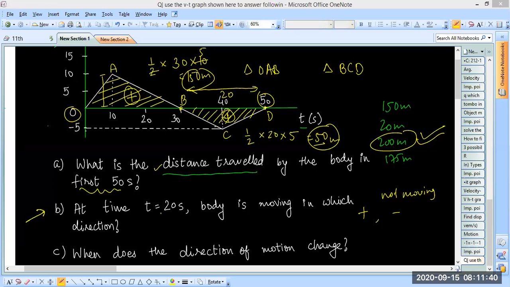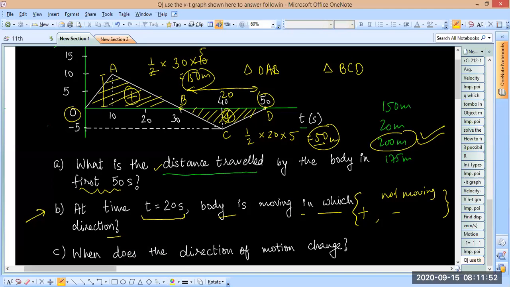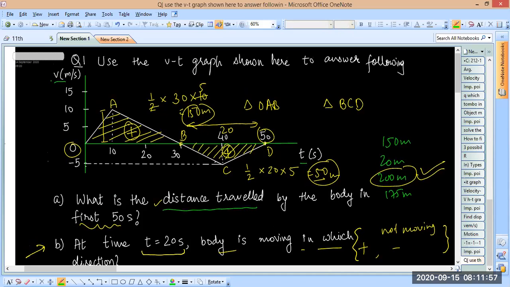So what is asked here is at 20 seconds, right? When the time is 20 seconds, body is moving in which direction? Of course, there are only 3 possibilities, right? Now, let's go to the graph. First of all, which graph is this? It's a VT graph. All right. So at t equal to 20, looks like the velocity is about 5, correct? And it is plus 5. Agreed or not?